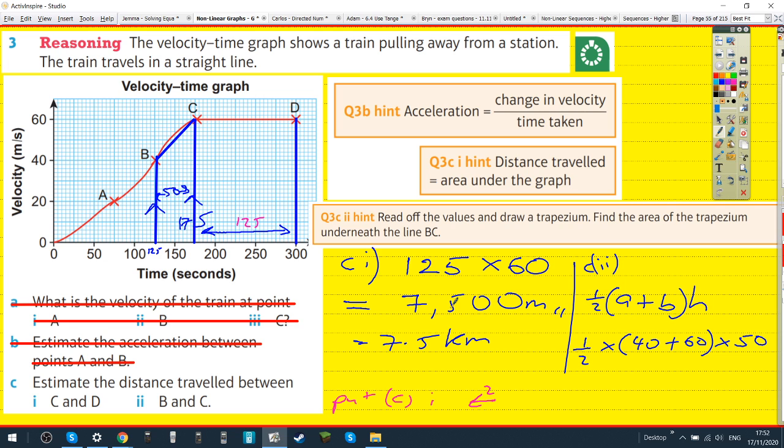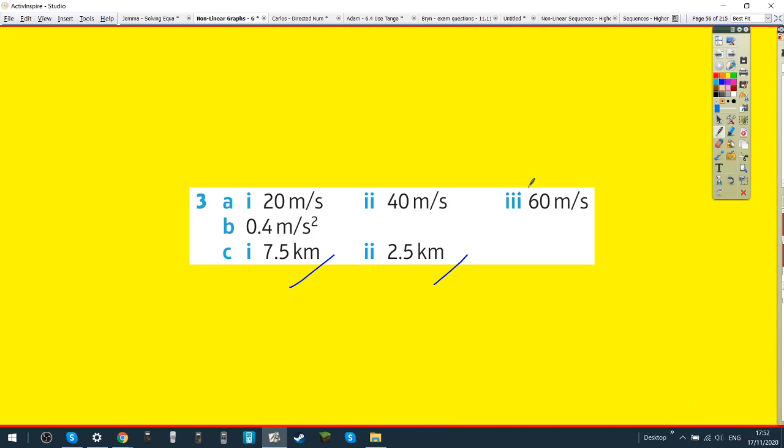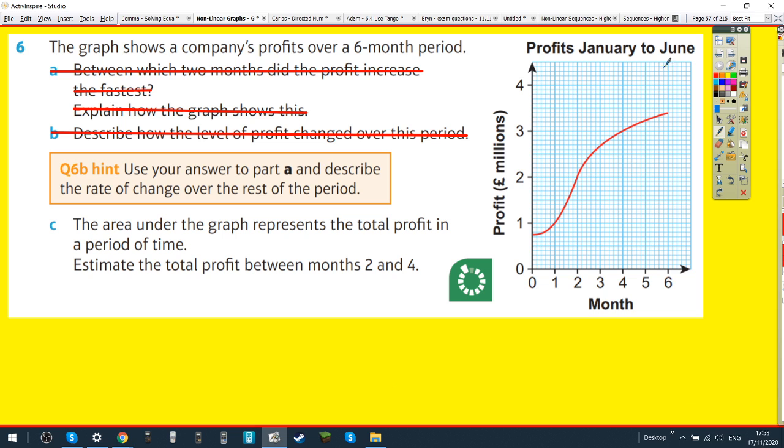Are you allowed to use a calculator? Yep. Okay. Half times 40 plus 60, times 50. 2,500. Well done. 2,500 meters, 2.5 kilometers, same thing. 2.5. Great.